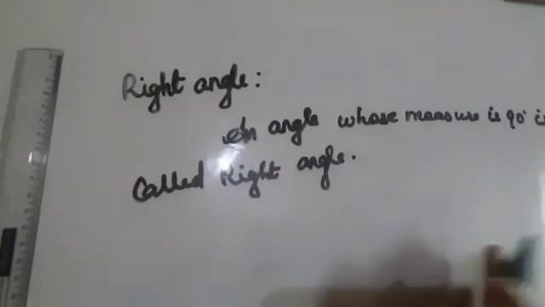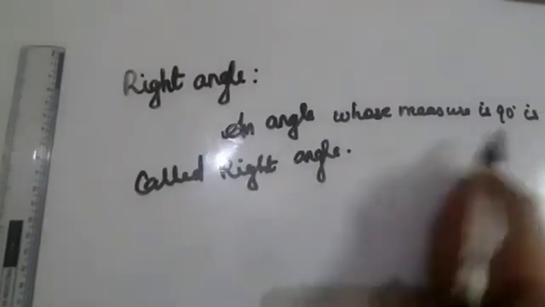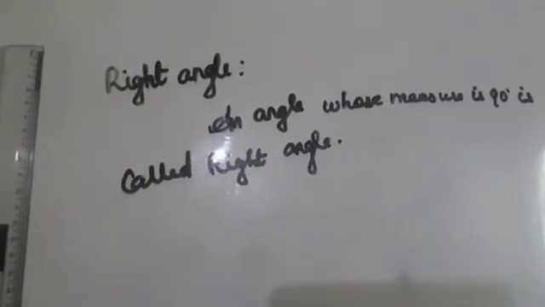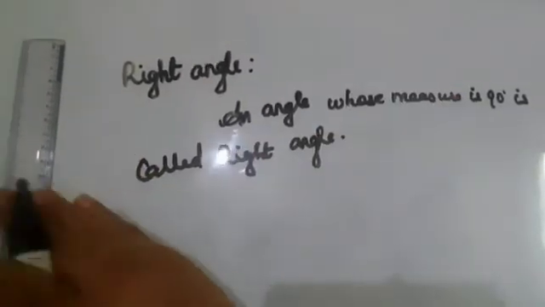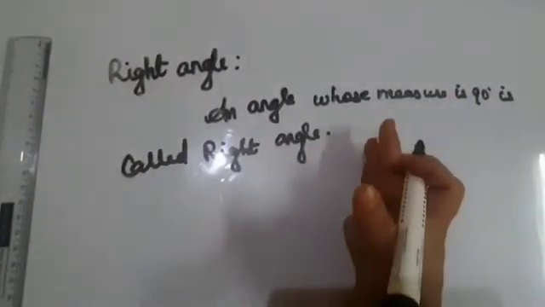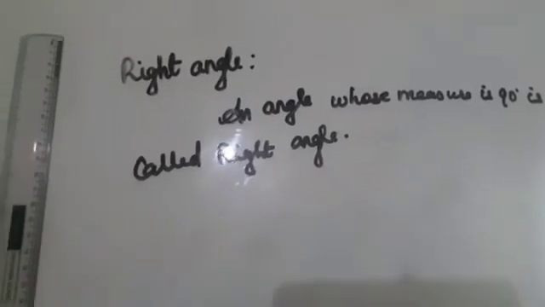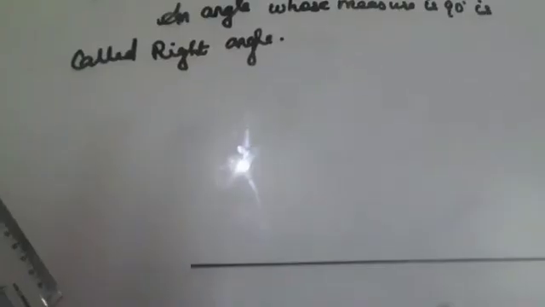So what is meant by a right angle? A right angle whose measure is 90 degrees is called a right angle. It is not more than 90, it is not less than 90, it is exactly 90 degrees. So an angle which is exactly 90 degrees is called a right angle.